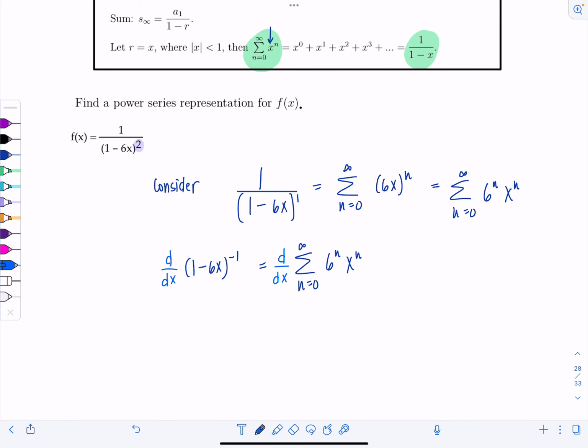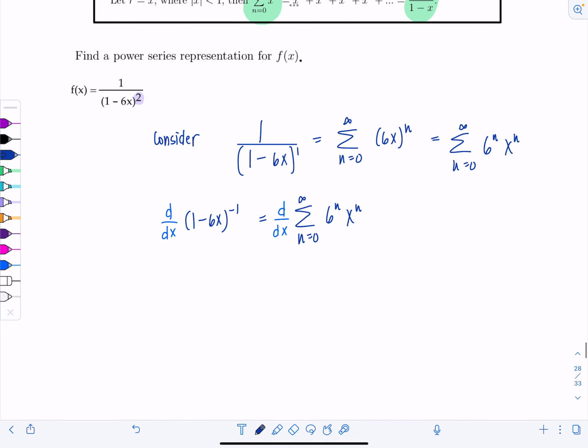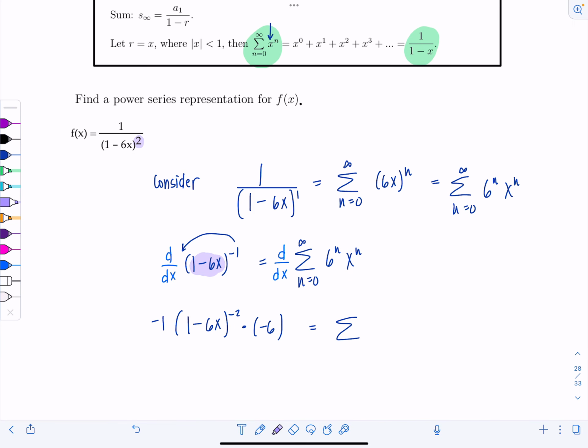Okay. On the left-hand side, we now have, bring that power down in the front, -1 times (1 - 6x)^(-2), and then don't forget the chain rule. Derivative of the inside is -6. How do you differentiate an infinite series? It's not too hard. One thing to keep in mind is the index needs to change. When we start at n equals 0, that corresponds with x^0, which is 1.